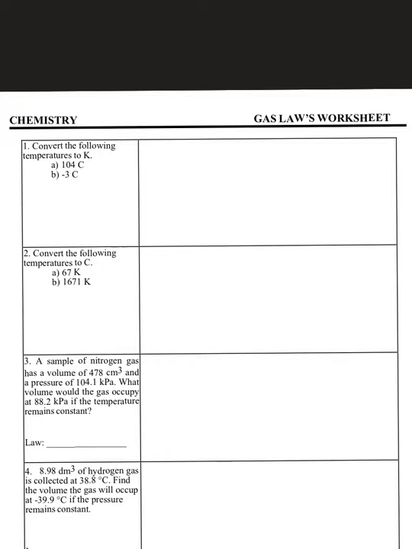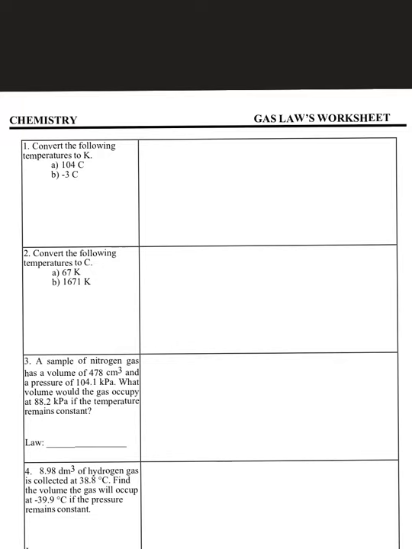Convert the following temperatures to K. K is Kelvin. That is just a different temperature scale. We use Kelvin in chemistry because 0 Kelvin is known as absolute zero. That is the lowest temperature possible. There is nothing below 0 Kelvin. Atoms start to move slower as the temperature gets lower, so there's going to come a point where all movement stops. Electrons stop orbiting. Atoms stop vibrating. All movement stops, and that happens at 0 Kelvin.